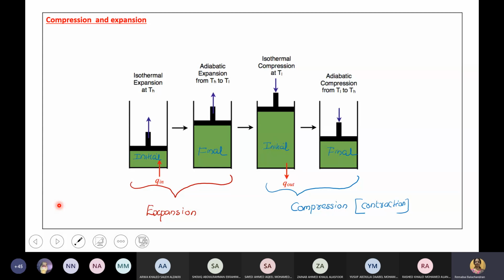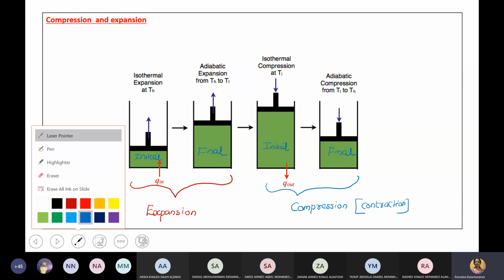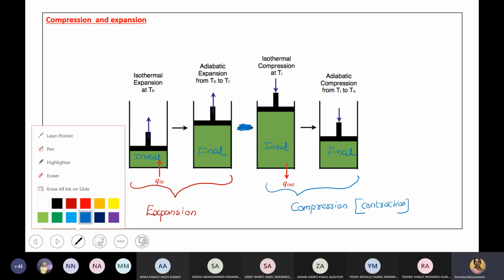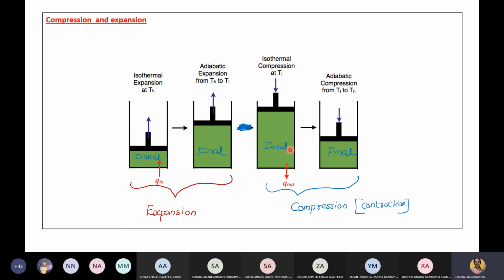So in expansion, work is done by the system or on the system? By the system. Okay, now next one, look here. The initial volume is this much. If you compress here, what happens? The piston comes down. Initially this much, now finally a little. This is called compression or contraction.